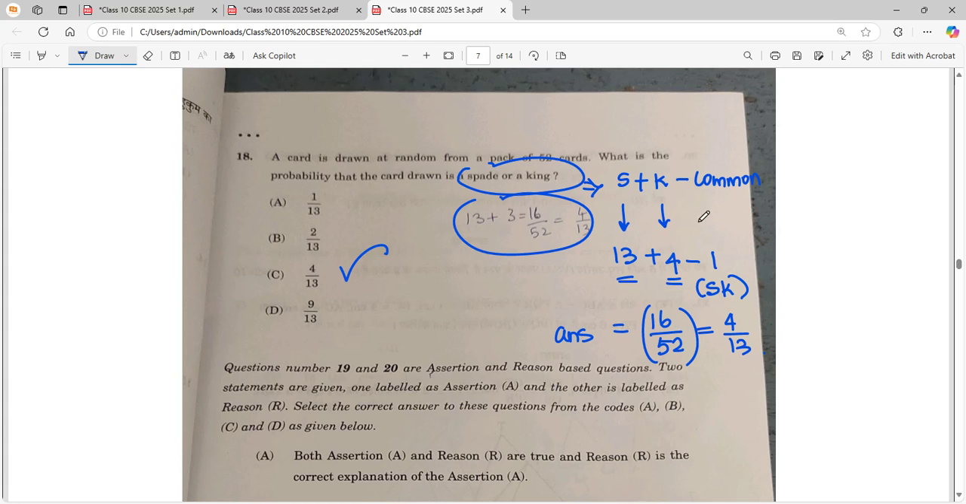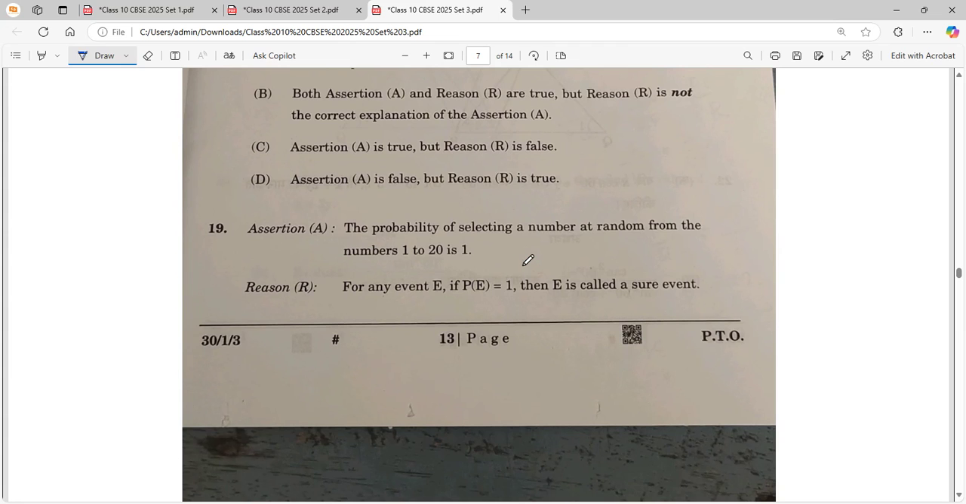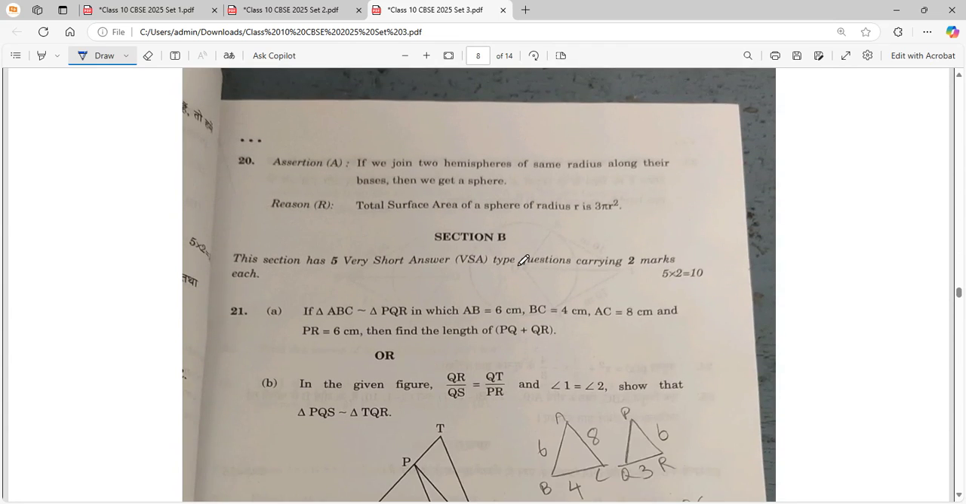Question 19 we have already done. Question 20 is also already done.